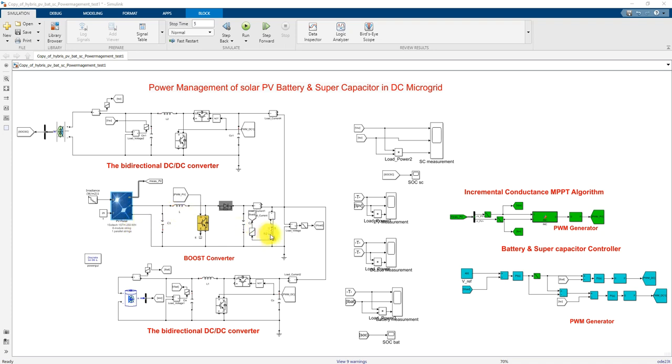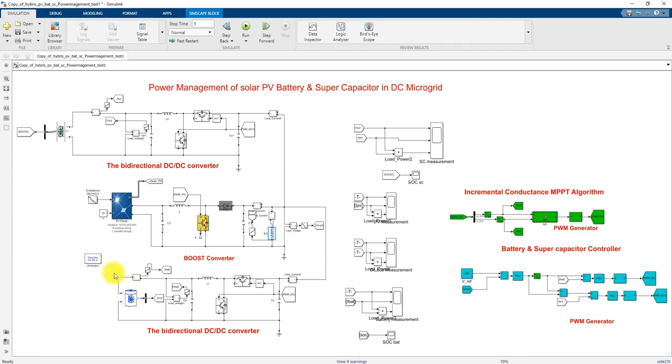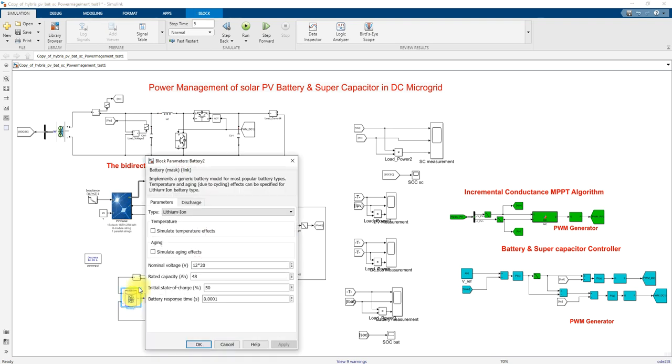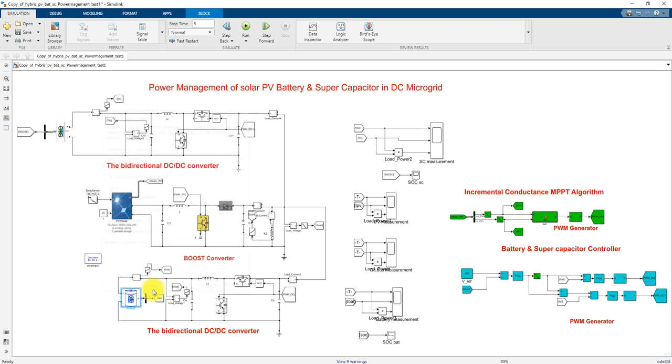And here we have the DC load. Here we have a DC load of around 1000 watts. And here we have a bidirectional converter connected with the battery energy storage system. The battery details are that the nominal voltage we consider as 12 into 20, that means twenty 12 volt batteries connected in series. The rated capacity of the battery we consider as 48 Ah. The initial state of charge of the battery is 50%.